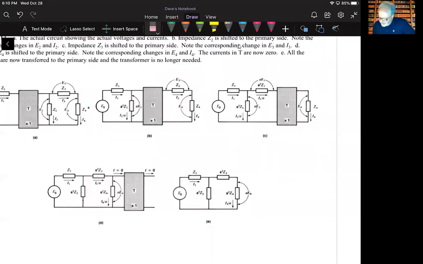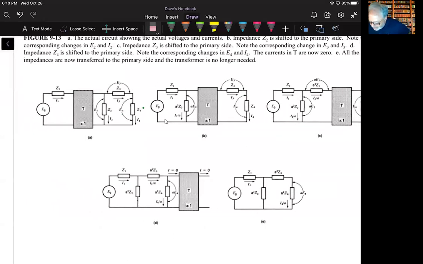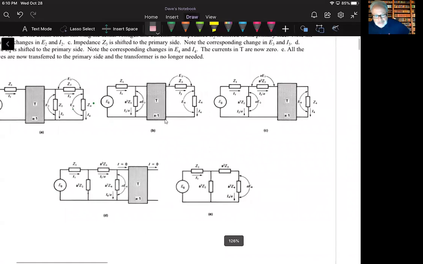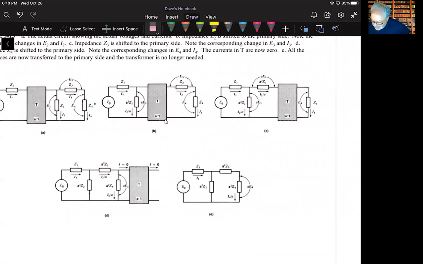One other preliminary thing: the process we're going through is shifting these impedances from the secondary to the primary side until we get to this, where the ideal transformer is just hanging out by itself on the extreme right side. And we can go through this process to where we can equate this to this, and that's what we're working toward. Okay, so here we go.